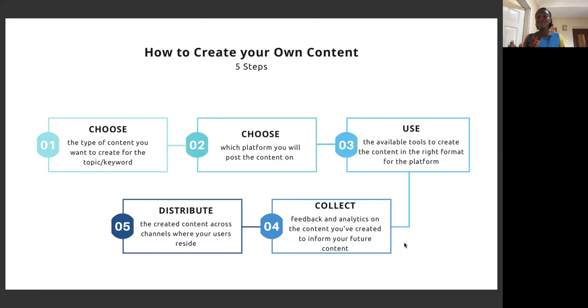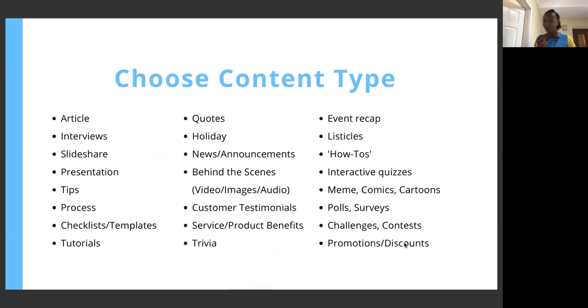So now you know how to create your own content. You know the topic you want to create. You choose the content type, you choose the platform, you create the content using the tools available to you, you distribute it, and then you review your performance all the time to make sure that you are going on the right angle. Now let's look at a few content types.